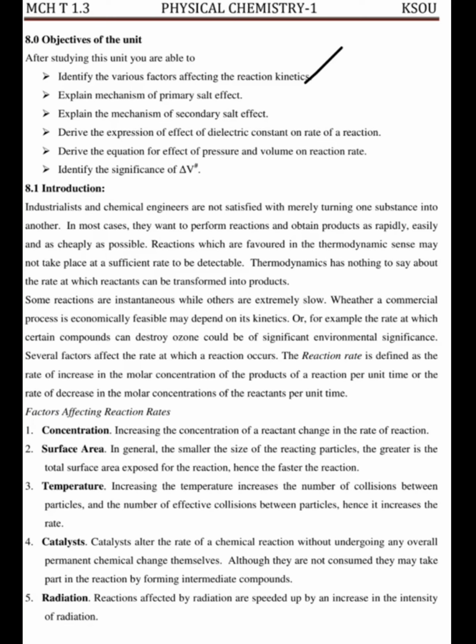Thermodynamics has nothing to say about the rate at which the reactant can be transformed into product. Some of the reactions are instantaneous or they may take a long time, as previously discussed. Some examples are rusting of iron, which takes weeks together, or uranium to plutonium, where it takes 5 into 10 to the power of minus 9 years for the conversion. So it depends on the reactants for the conversion of the reaction to product.